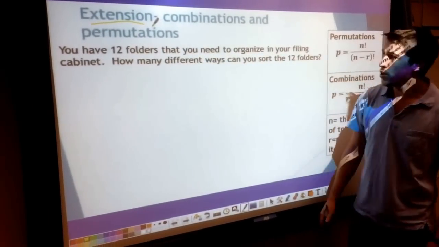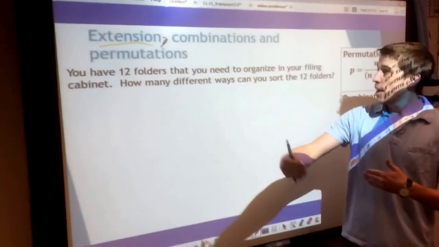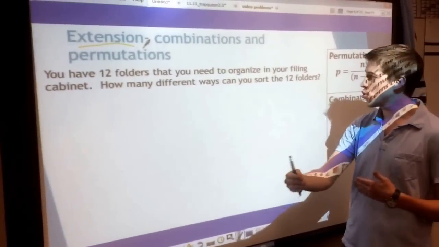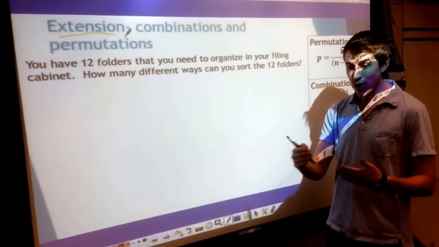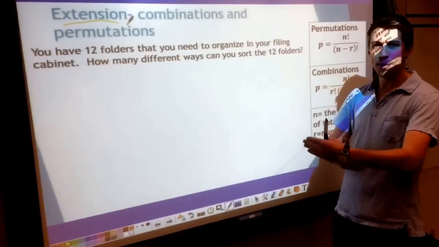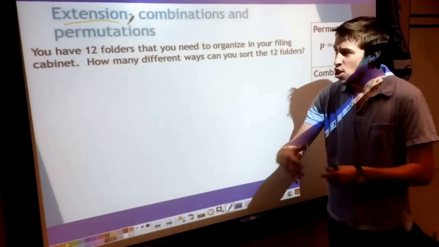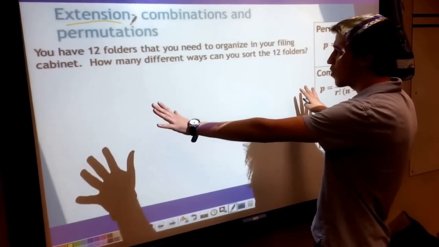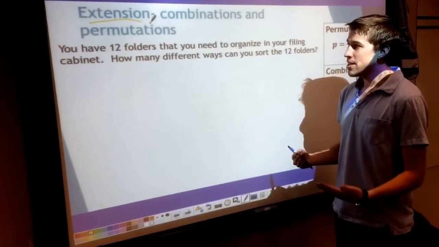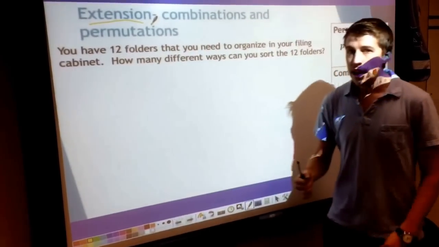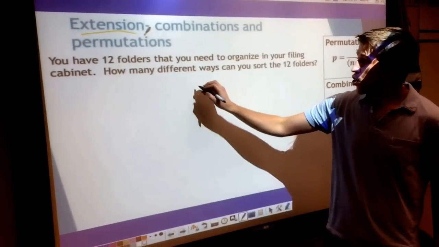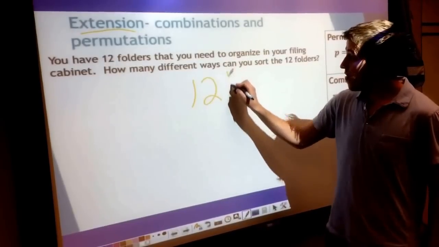You have 12 folders that you need to organize in your filing cabinet, and you want to know how many different ways you can sort the 12 folders. As you can always change which one goes first, second, third, fourth, then you can change it up again, and again. There are a lot of different ways that you can put those folders in order. But since I have 12 folders, and I'm going to use all 12 when I sort them out, you're allowed to do something called 12 factorial.